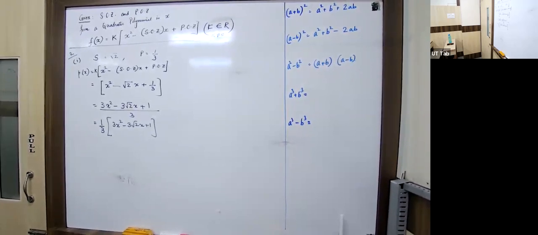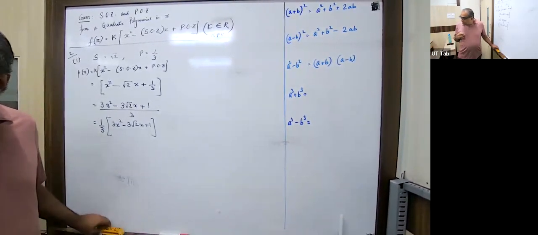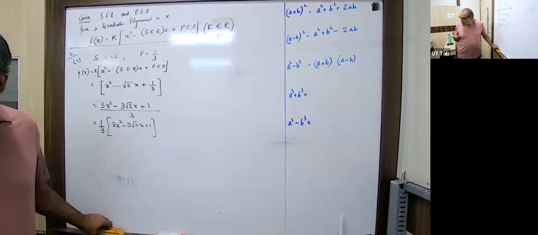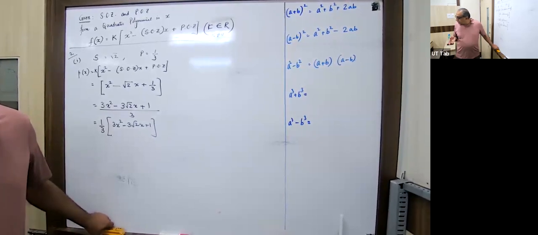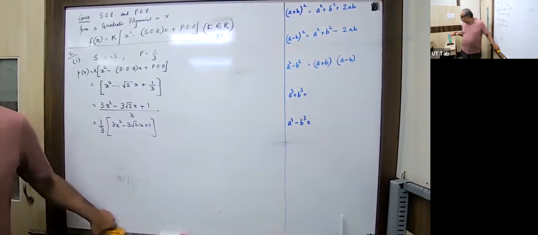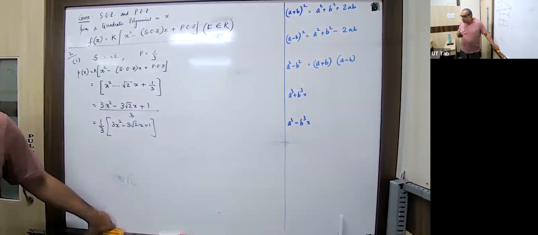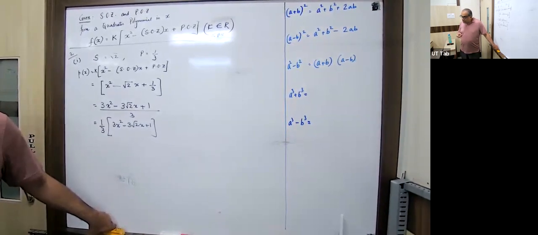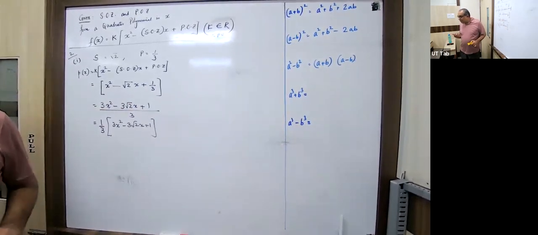Now you have learned these formulae in your earlier classes: a plus b the whole square, a minus b the whole square, a squared minus b squared, a plus b the whole cube, a minus b the whole cube, a cube plus b cube, a cube minus b cube.